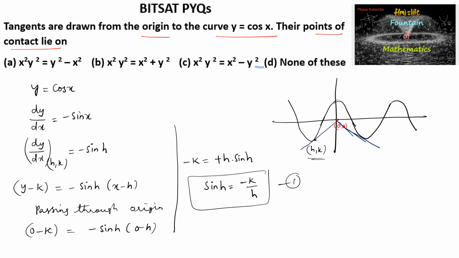Also let us consider this is 1. Also h comma k lies on the curve y is equal to cos x, which implies k is equal to cos h. Say this is 2.